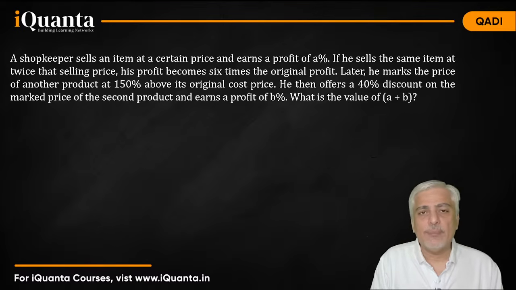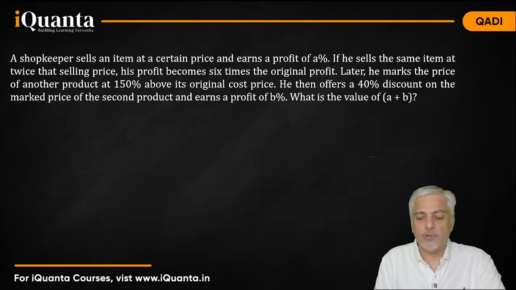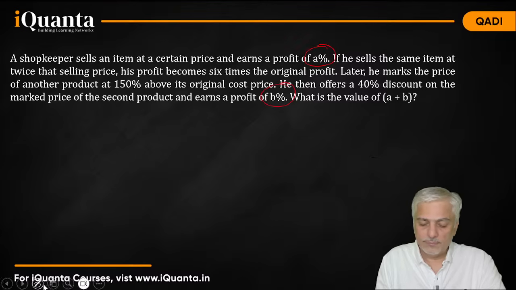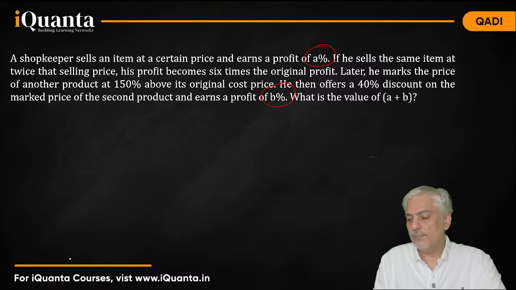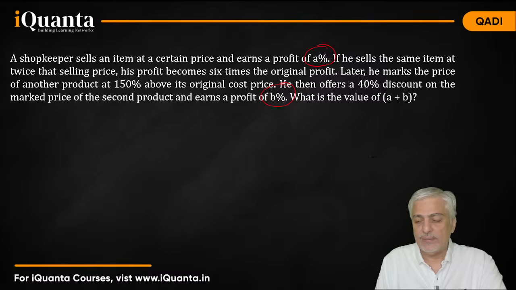It's actually nothing but two separate questions of profit and loss. You have to solve them both separately. Try and find the value of A as well as B. In the chat, you can tell me if you are getting the value of A and B, separately also, it's okay. Just start telling me the values which you're getting.